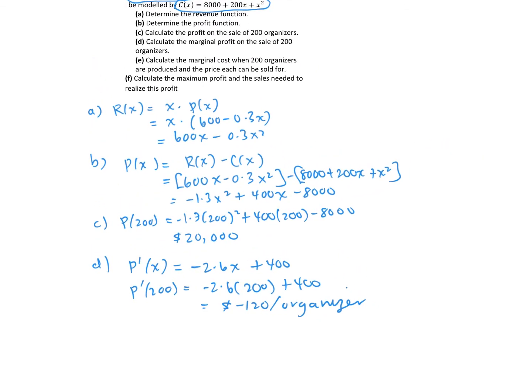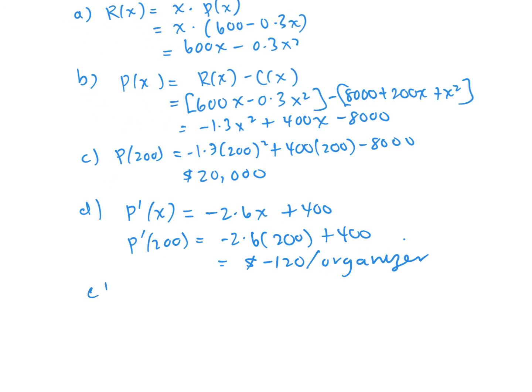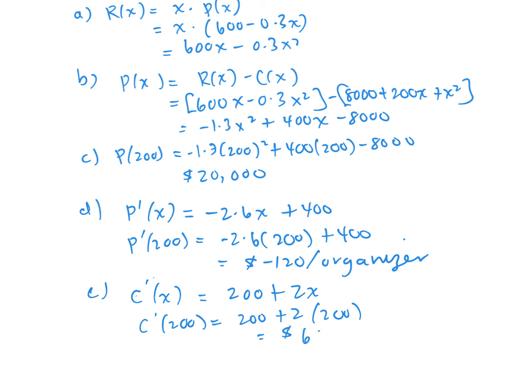E says calculate the marginal cost. So we need to find our marginal cost equation. So we'll find the derivative of cost. So that'll be 200 plus 2x, and then we want to find that at 200 organizers. So the marginal cost is 600 per organizer at 200 items.